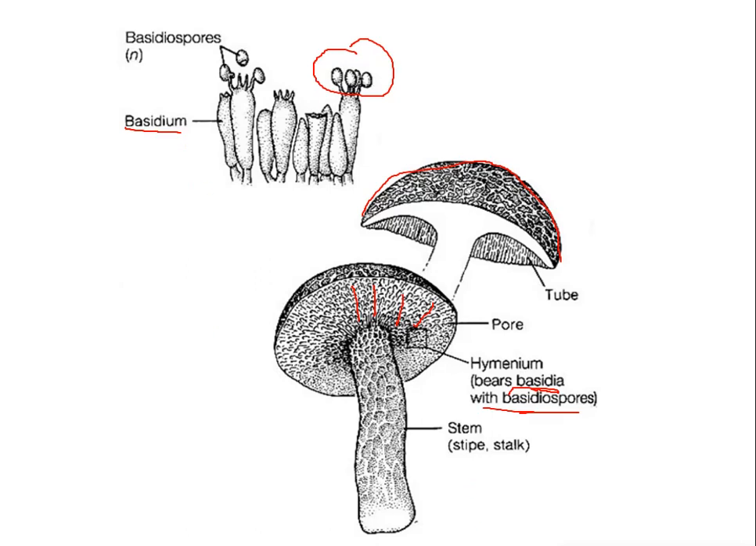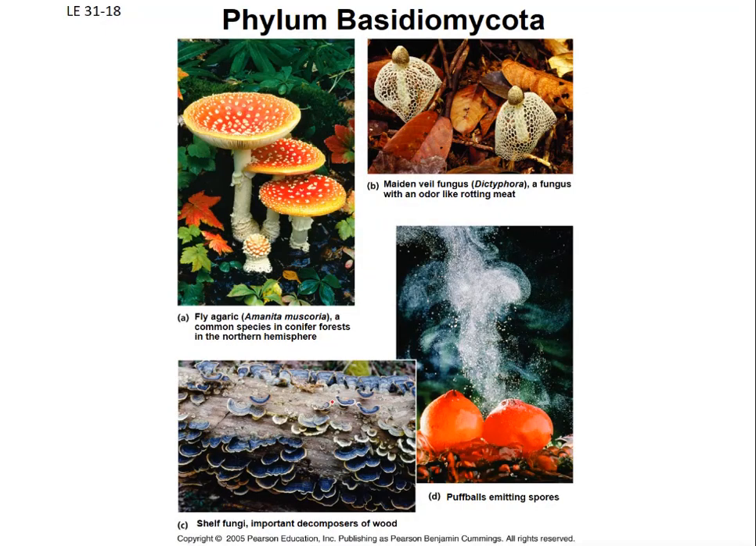Okay, so besides mushrooms, there are other examples like fly agaric, okay, maiden veil fungus, right? Fungus that has an odor like rotten meat, okay, and this is the shelf fungi that we used to see in the forest, and this is the puffball, another example.